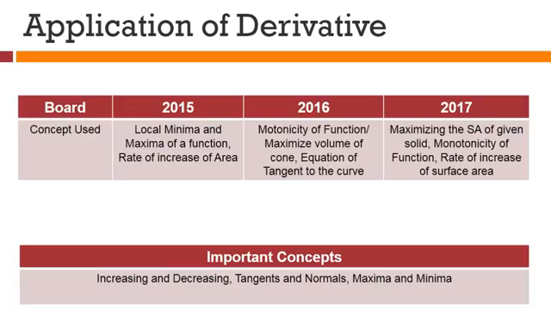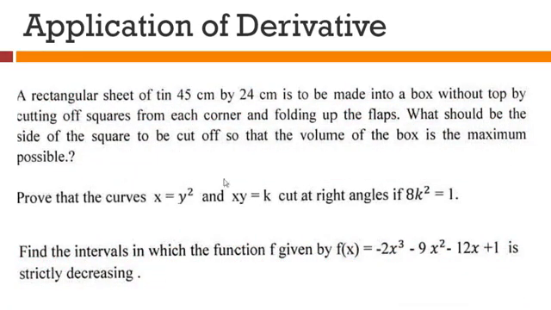2017 again had maximizing the surface area of a given solid, and monotonicity is again there, right? Rate of increase of surface area. Tangent to a curve was asked in 2016, again in 4 markers. So it can appear, but tangent to the curve has the least probability out of the questions I have discussed here. But maximum minima is going to come 100%, a question where you will be given a sheet or a solid out of which you are making something. You have to use the information given and maximize the equation being asked in terms of the information given.